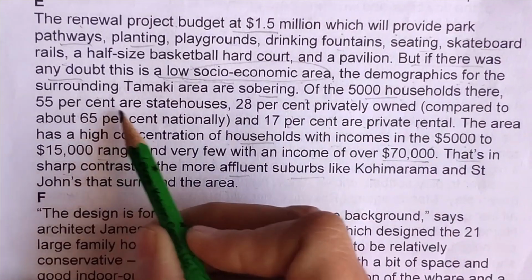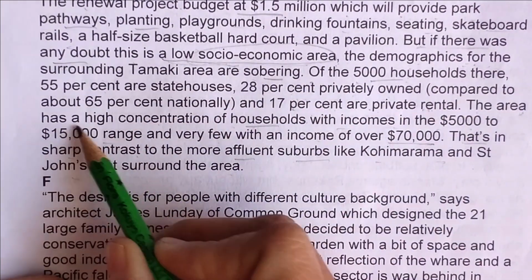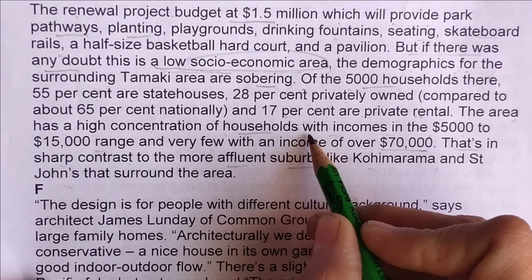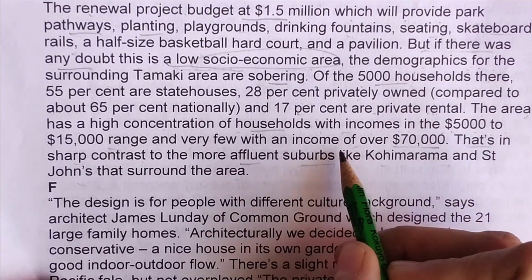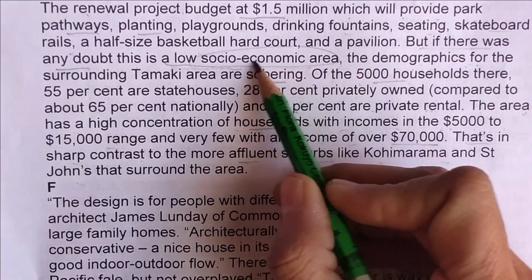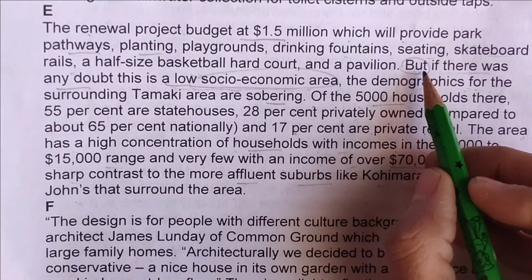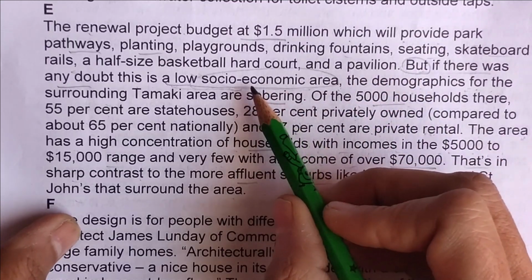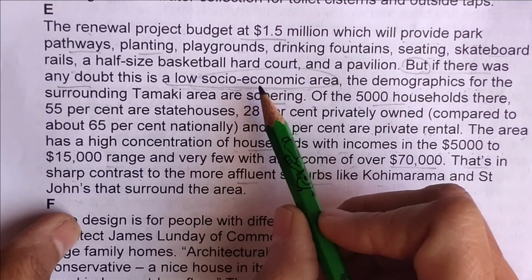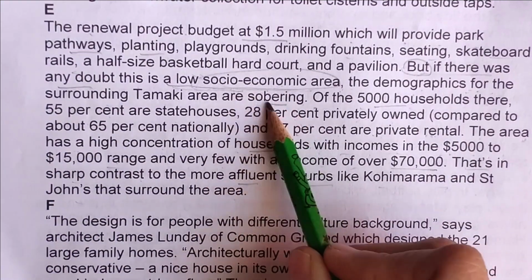Over 5,000 there, privately owned, 15% are private rental. Has a high concentration of households with incomes ranging from 5,000 to varying range with these things. So everything they are talking about, the main topic is there because of this. So wherever but, however kind of things are in a paragraph, definitely 99% you will get the idea what the topic is, what they are discussing in the paragraph.